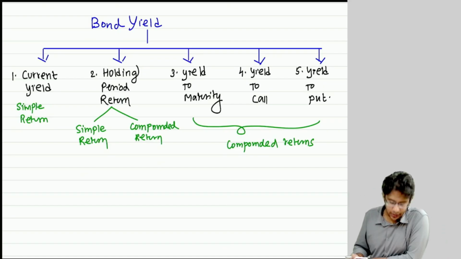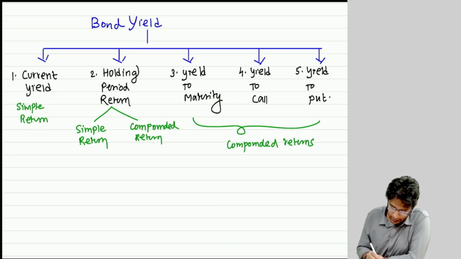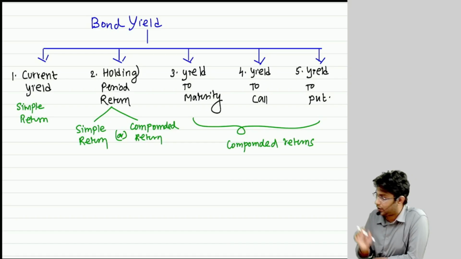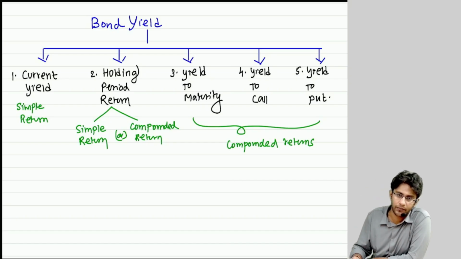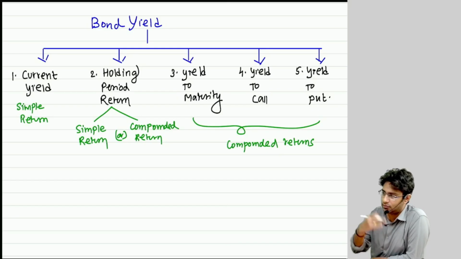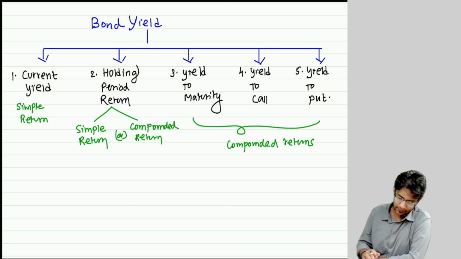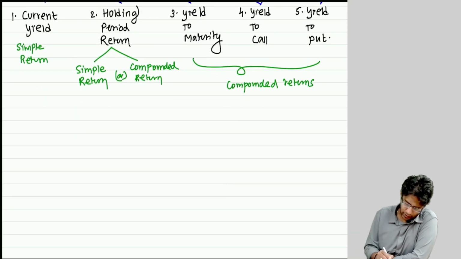Current yield is a simple return, sir. Holding period, both are possible. The last three are definitely compounded returns. Compounded return means time value of money you have to consider. Reinvestment, return on income, everything is there in this. Let's start with the first one, the easiest one.